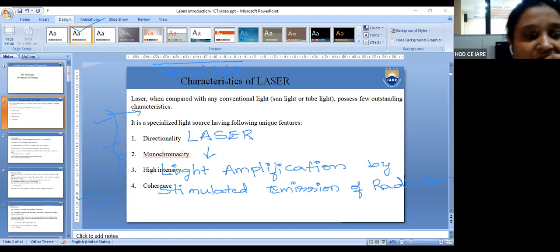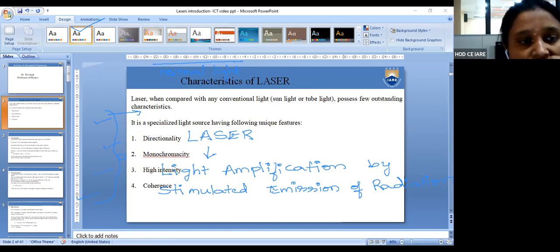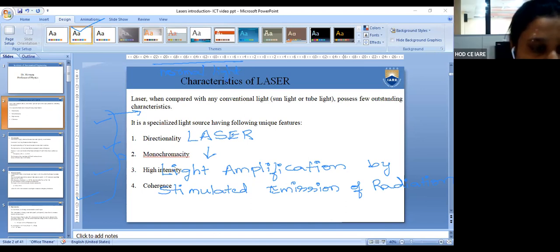What do you mean by being directional? So just copy these four characteristics. What are the four characteristics of laser? It is directional, monochromatic, highly intense, and coherent. Now we are going to discuss each and every characteristic. Okay, so I'm changing slide.